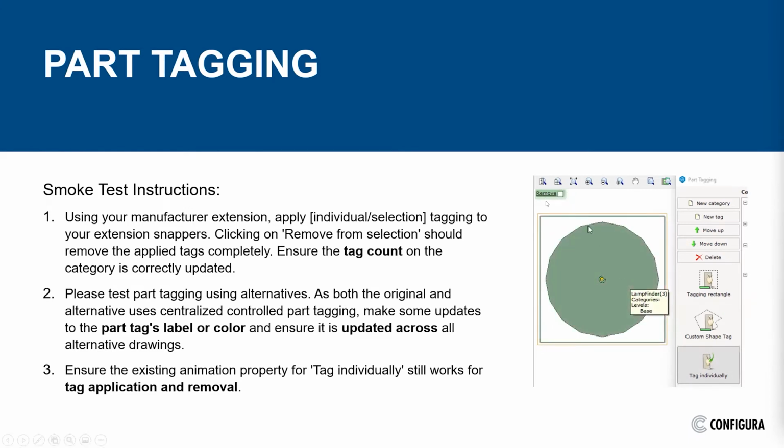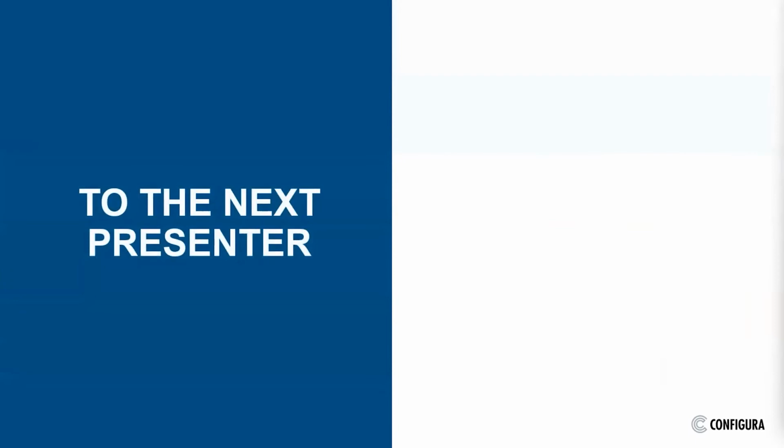Yeah, this is the removal property box that is mentioned. So using this or either this one and the remove from selection should still work on your extension. Yes. All right. So with that, it will end my part of the presentation. So I would now pass it to Brian.